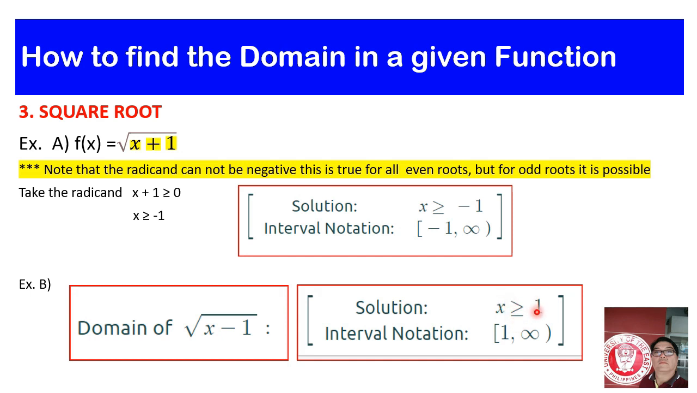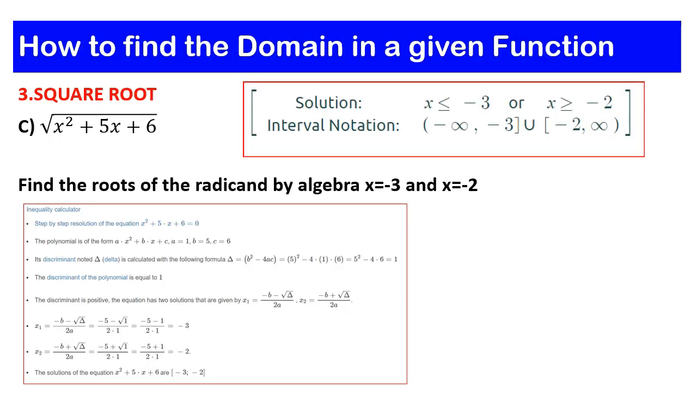So, ang atin namang interval notation, bracket 1, comma, positive infinity, then parentheses. Okay, meron na naman po tayong example dito, how to find the domain in a given function. Square root na naman po, kaya lang this time we are facing quadratic function.